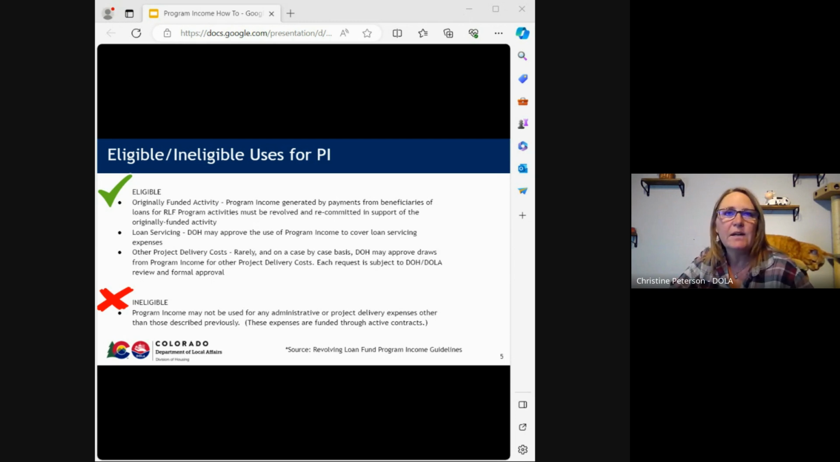Loan servicing: DOH does have the right to approve program income to be used to cover your loan servicing fees and expenses. Other project delivery costs: rarely, but on a case-by-case basis, DOH can approve draws from program income for other project delivery costs. Each request is subject to DOH DOLA review and formal approval. Ineligible program income uses would be administrative or project delivery expenses other than those described previously. Those expenses are funded through active contracts, but not through the program income.